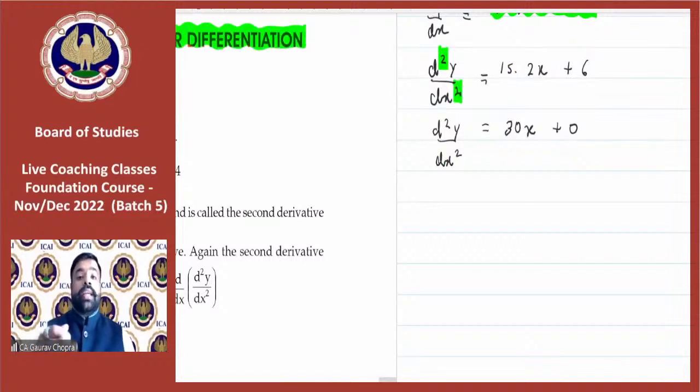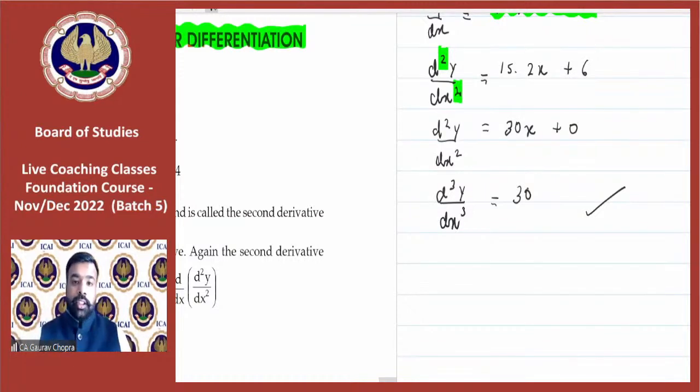Now, in case the question says find the third order derivative, then we will find d3y by dx cube. This is the third order derivative. And for third order, what we have to do? We have to find the derivative of 30x. It will become 30. All right. So this is the first order, second order, and third order derivative. So in this manner, we can easily calculate.